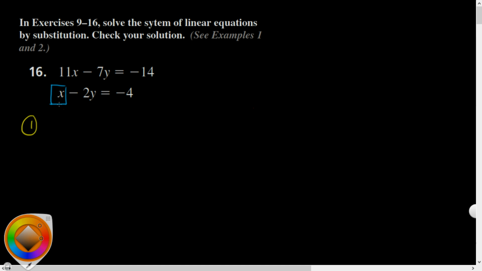And in doing so, to get that x by itself, I would add 2y to both sides.